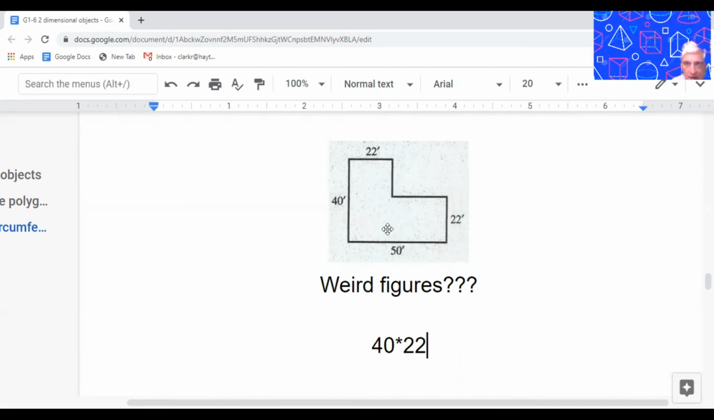And then you would have another one. This side would be 50, subtract 22, which would be 28. So we're going to add 28 times, that is, this is 28 by 22, right? And that would be the area of this weird figure. Many times you can take a weird figure and break it down into rectangles, squares, and triangles. And that's how you solve it.